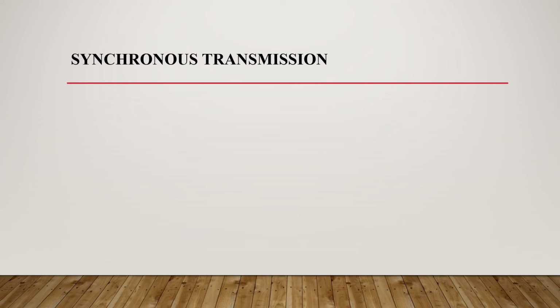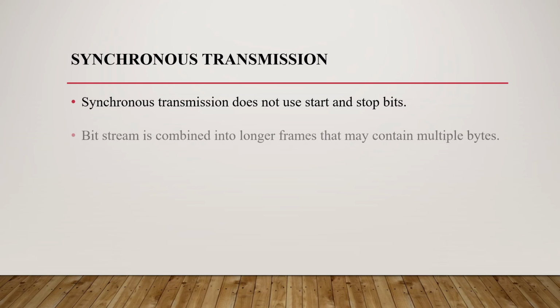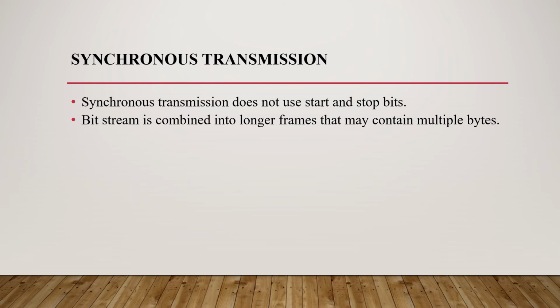The second type in serial transmission is synchronous transmission. Synchronous transmission does not use start and stop bits like asynchronous transmission. In this method, the bit stream is combined into longer frames that may contain multiple bytes. There is no gap between various bytes in the data stream.